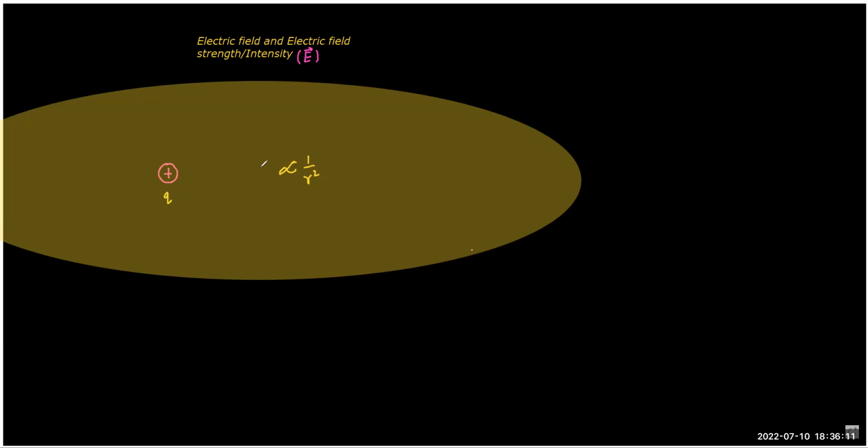So field is, you can say, the region of influence that every charge is capable of. This is the region of influence in which if any other charge comes, then that charge will experience some force, or you can say it will interact. So Q is, let's call it the source charge, and this source charge has created a field around itself, and theoretically it goes up to infinity.